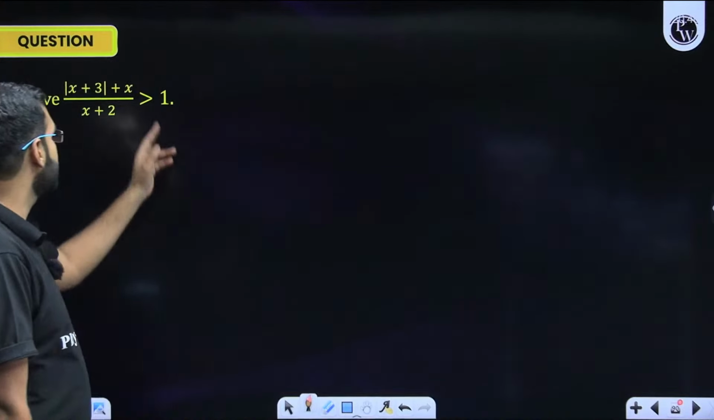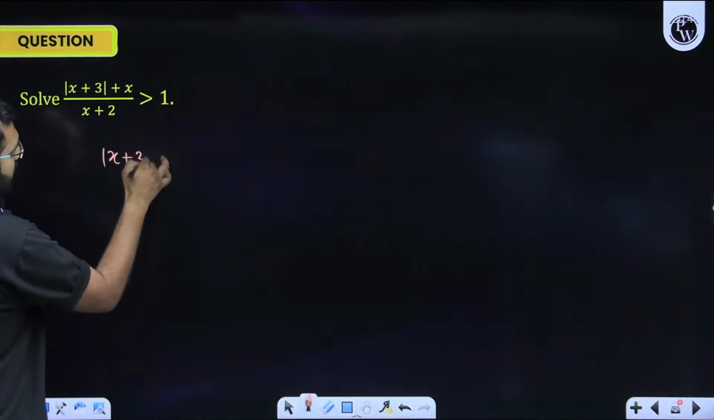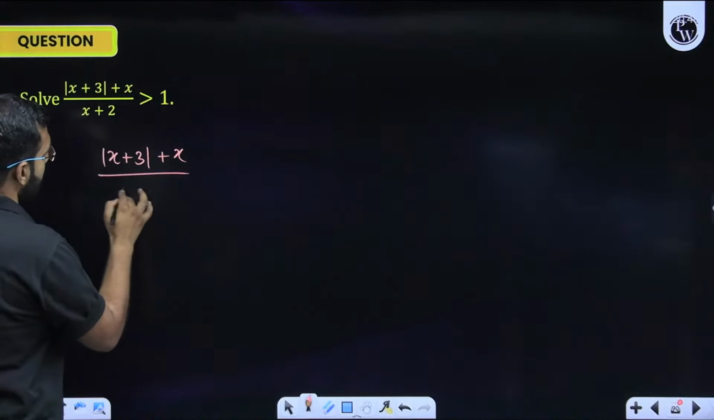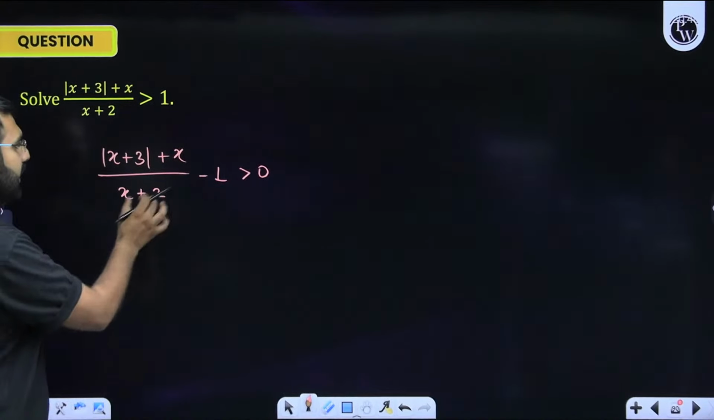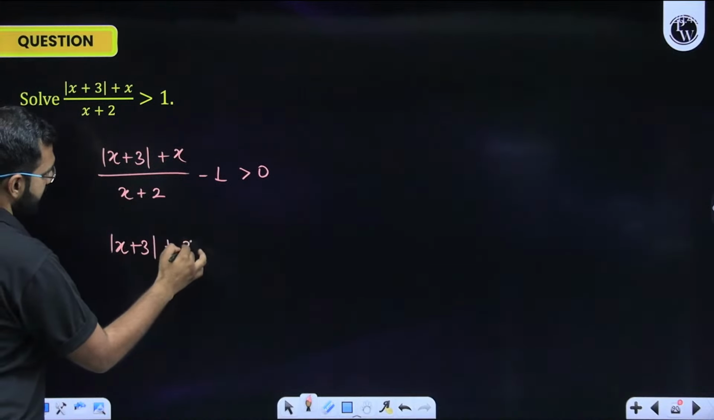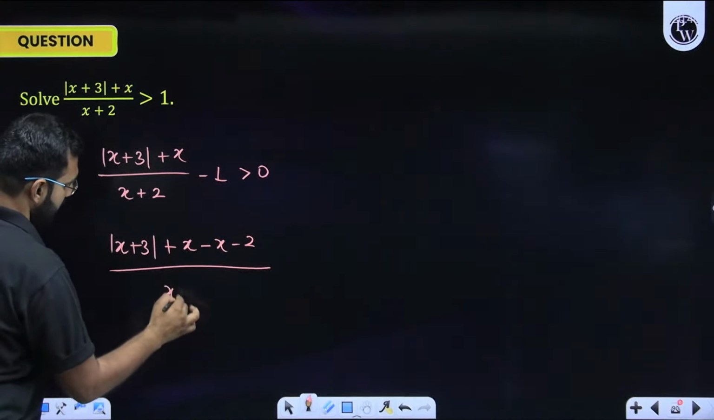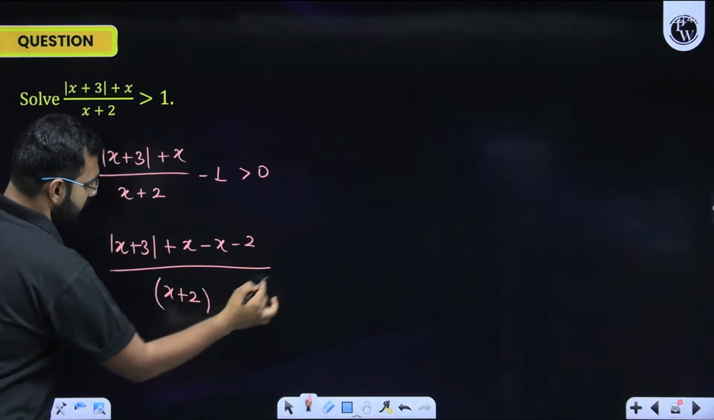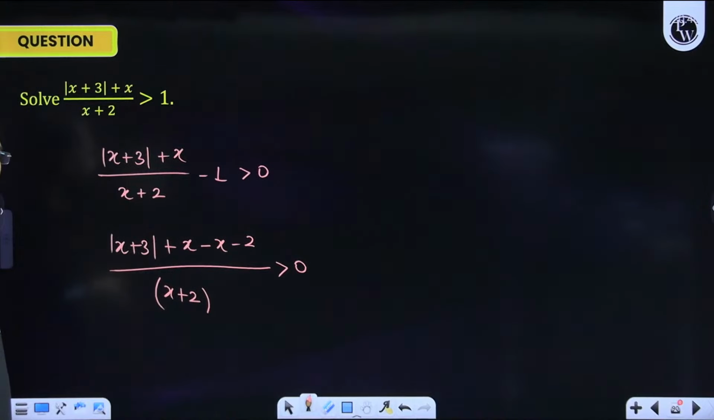First of all, what I'll do is I'll shift this one on the left hand side. So what will I have here? I'll have mod of x plus 3 plus x divided by x plus 2 minus 1 to be positive. X plus 2 goes here. So it becomes mod of x plus 3 plus x minus 2 divided by x plus 2. This needs to be kept positive. Everybody listening and understanding this, all the participants.